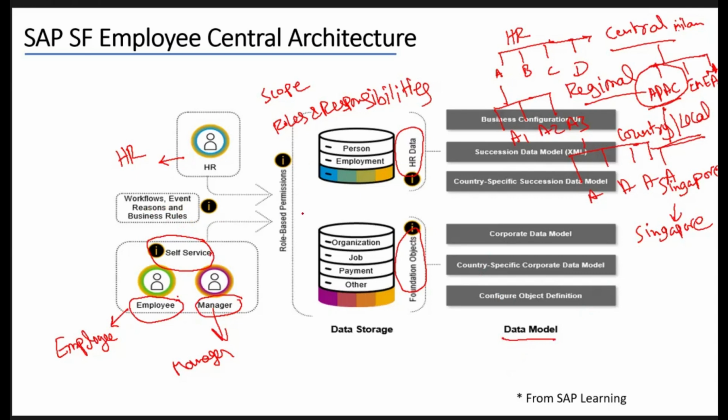So let's not get confused with this. We will understand data models and different kinds of data storage, like HR data and foundational objects, in detail in future videos. And now we will understand workflows, event reasons, and business rules, and what self-service tools are, and what HR data and foundational objects are, in the next slide.